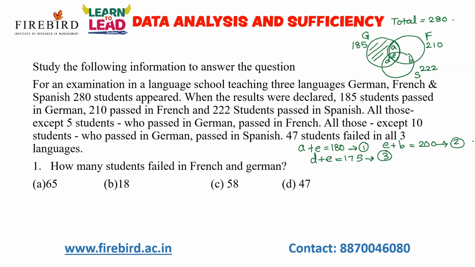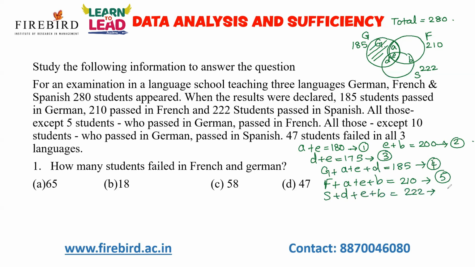Now, if I take this German alone, let us represent it as G inside. German alone, we represent it as G inside. German plus A plus E plus D, the value will be what? 185. Take this as 4th equation. Next one, if I take French plus A plus E plus D, the value will be 220. Take this as 5th equation. If I take Spanish plus D plus E plus B is equal to 222. Take this as 6th equation.